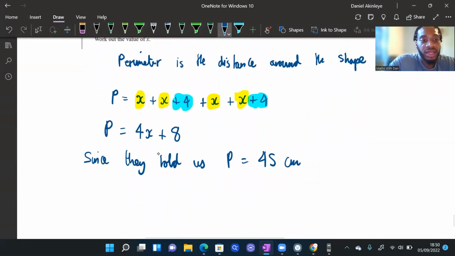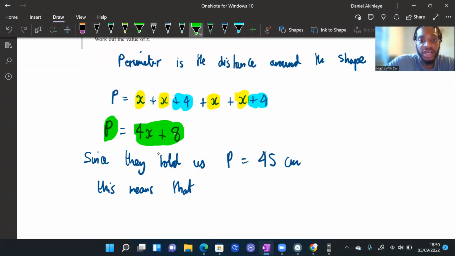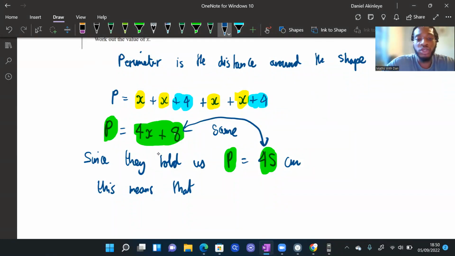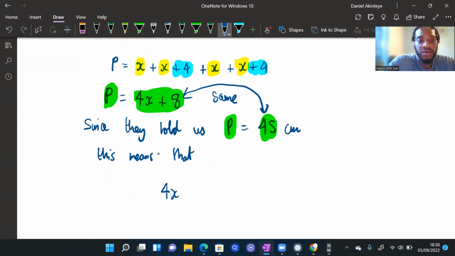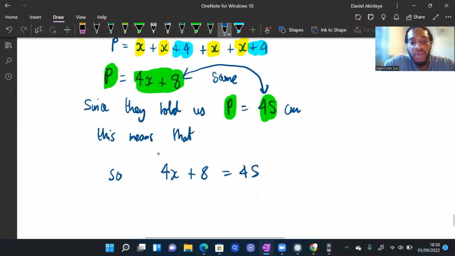Remember, because this here is also the perimeter, and this here is also the perimeter, that tells me these two have to be the same thing. What do you do when two things are the same in maths? You make them equal to each other. So 4x plus 8 is equal to 45. And now we just have an equation we need to solve.